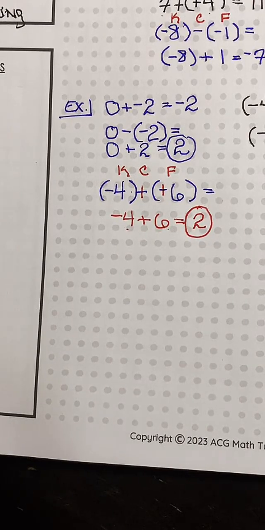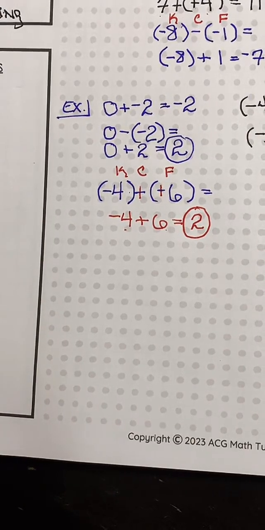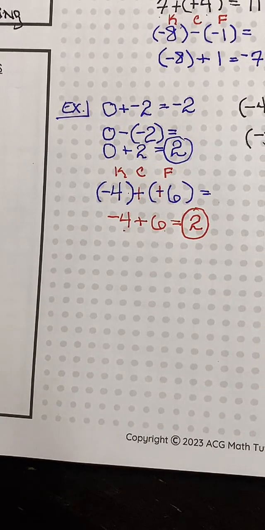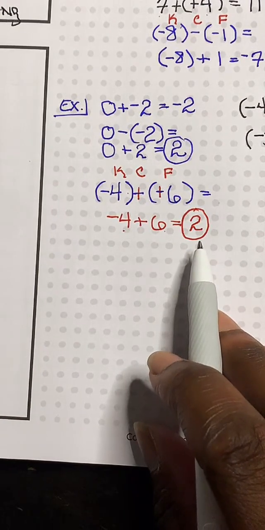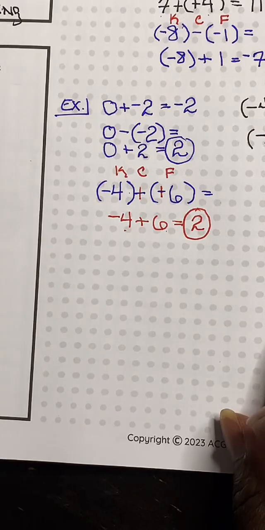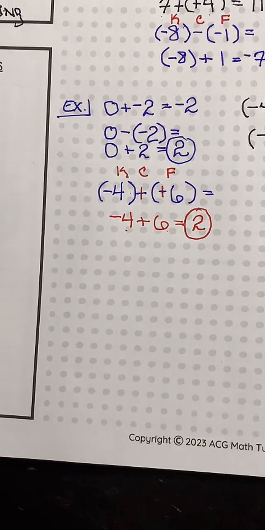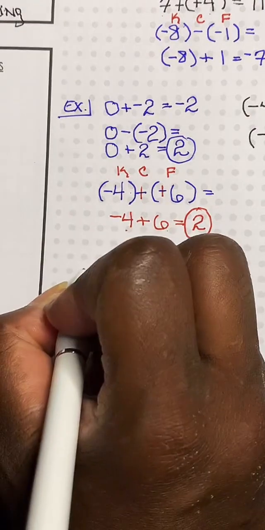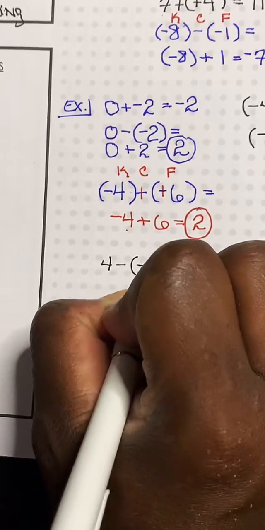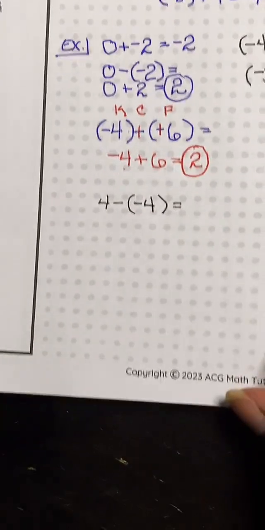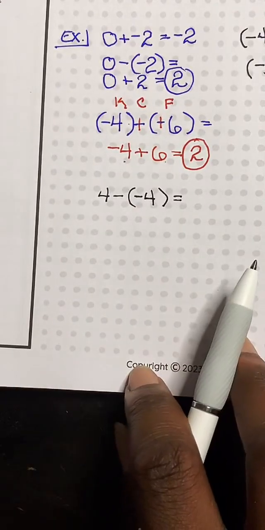Okay. Got it, I think. All right. Let's try 2 more, and then we're going to switch over, because I think you're starting to get it. Okay, I hope you're starting to get it. So let's look at 4 minus -4. Okay, 4 minus -4.